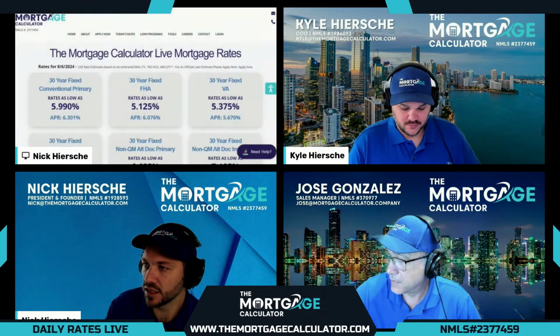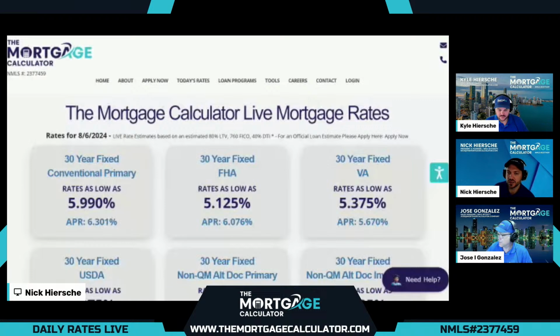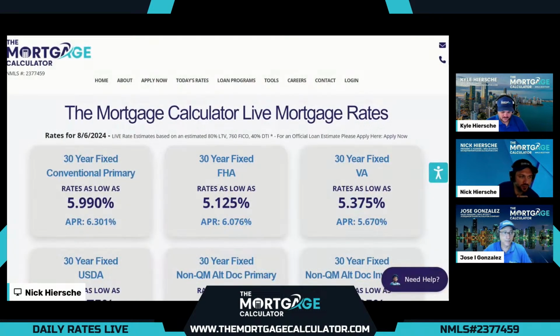So with those settings, let me pull up the rates for today. So still smoking rates here under 6%. It's been quite a while since we've been back there. First up, our 30-year fixed conventional option coming in at 5.99 rate. And the final APR 6.301.